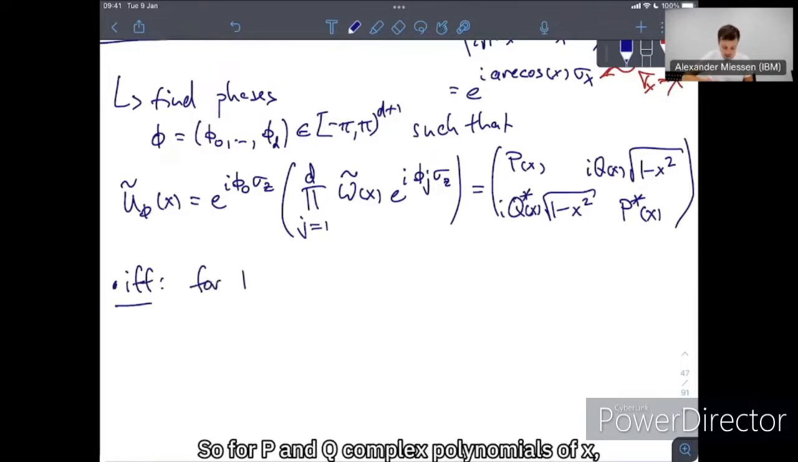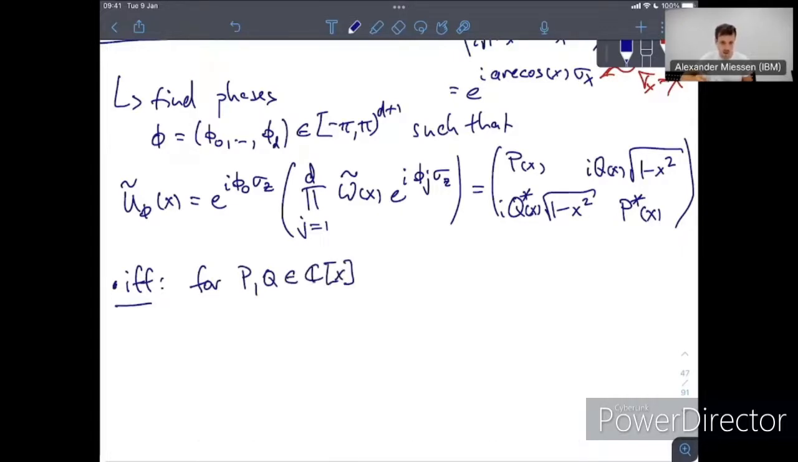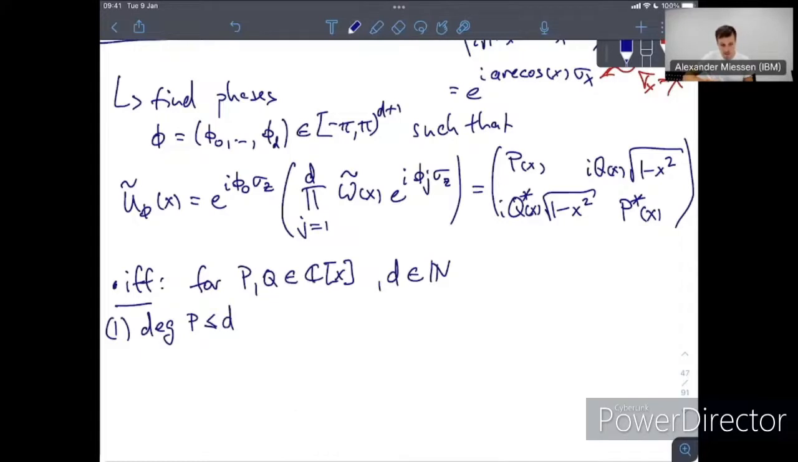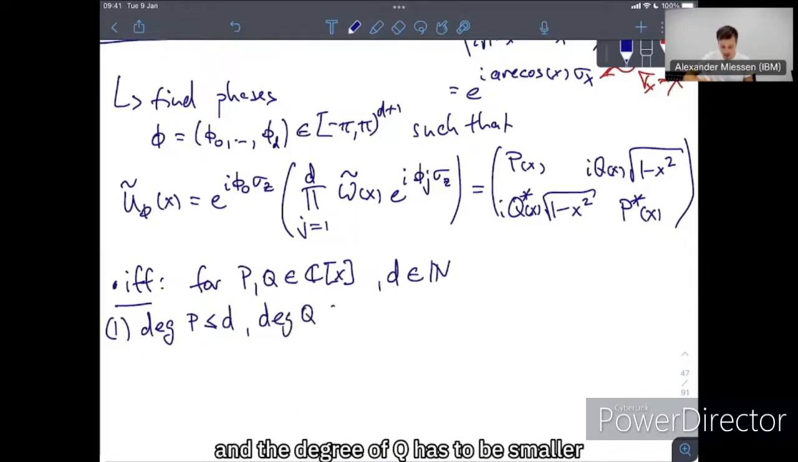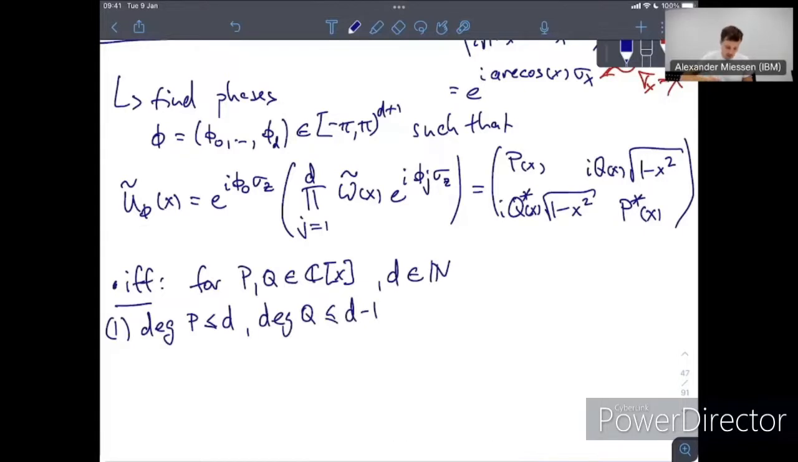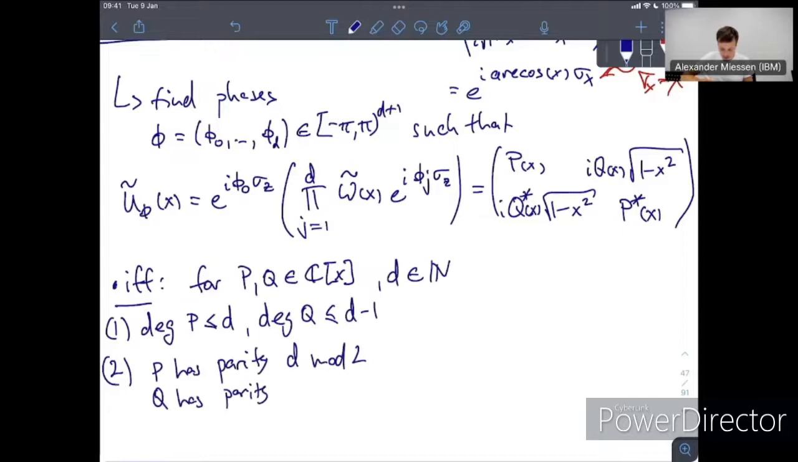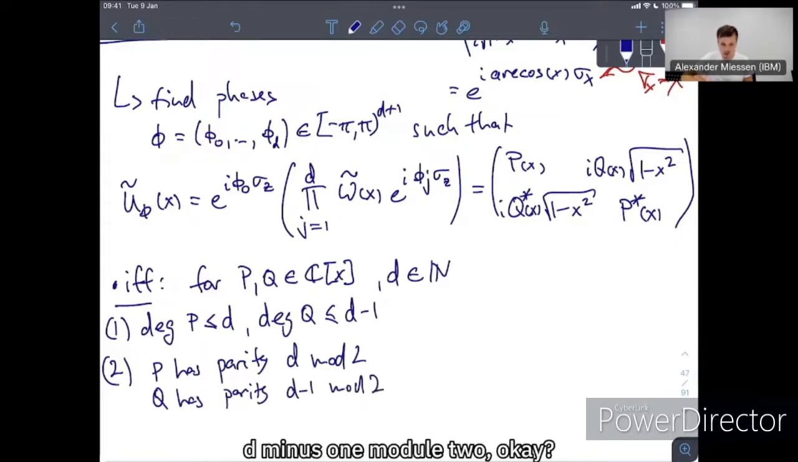So for p and q complex polynomials of x and d a positive integer, we have to fulfill the following constraints. So the degree of p has to be smaller than or equal to d, and the degree of q has to be smaller than or equal to d minus 1, okay? Second, p has parity d modulus 2, and q has parity d minus 1 mod 2, okay?